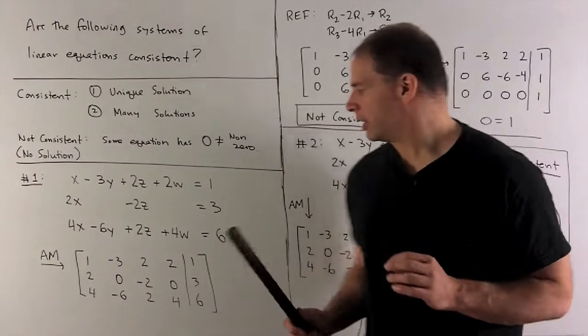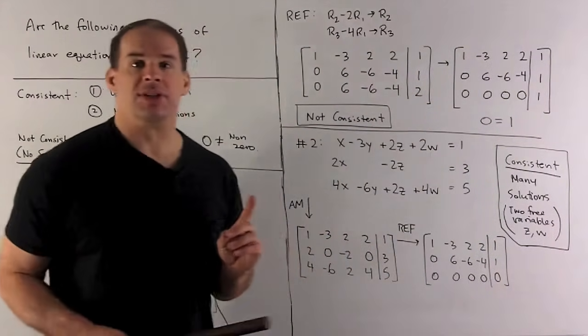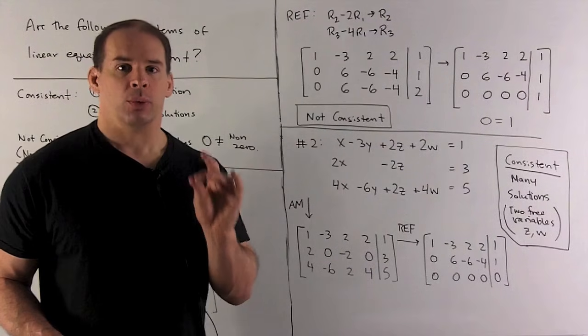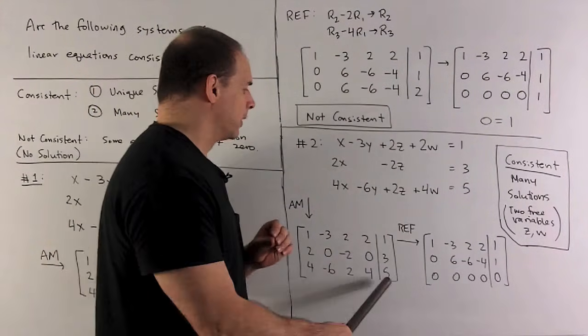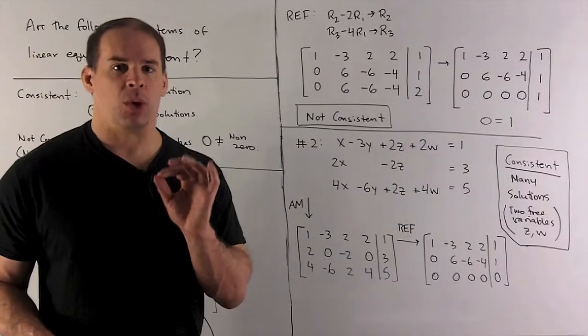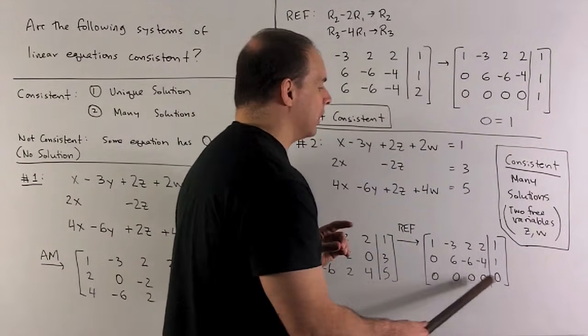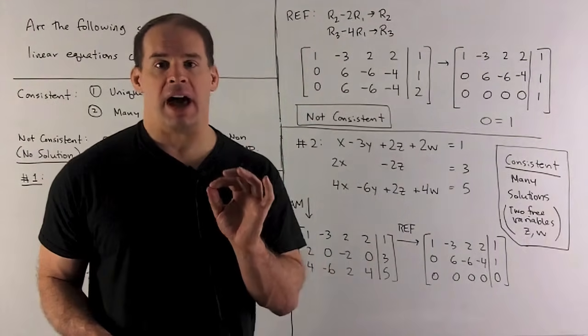How about if we change this number here in the corner? I'm going to change it from a 6 to a 5. Then what happens? Same procedure. We set up our augmented matrix and do the same row operations. What will happen then is, when I get to our bottom row, instead of getting 0 equal to 1, we have 0 equals 0, and that's just fine.